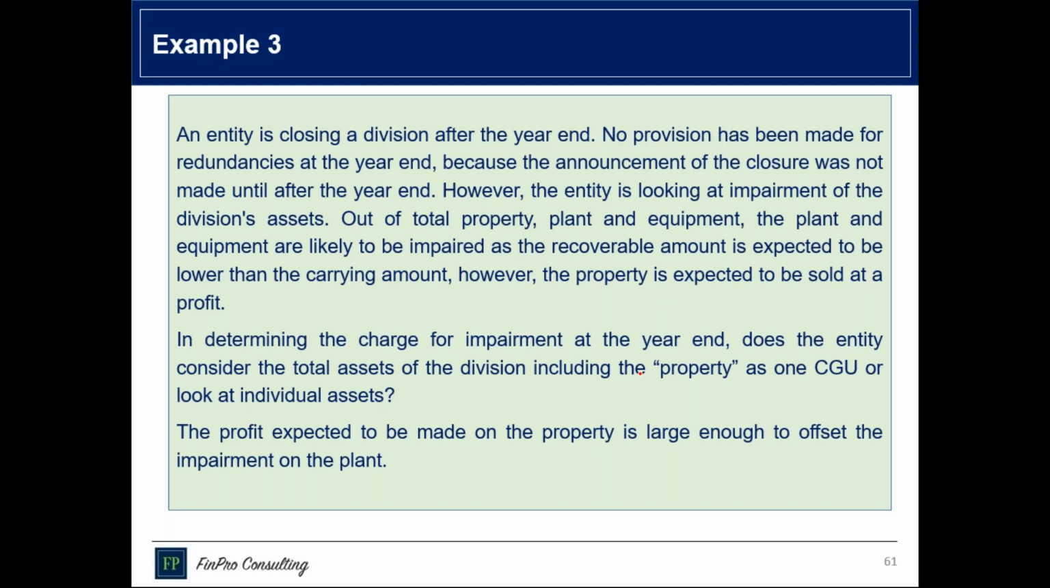In case there is an impairment loss, that will be recognized in your P&L, and the property will continue to be recognized at its cost. So both plant and equipment and property will be considered as two separate CGUs. On plant and equipment, there will be an impairment loss, and in the case of property, it will continue to be recognized at cost.